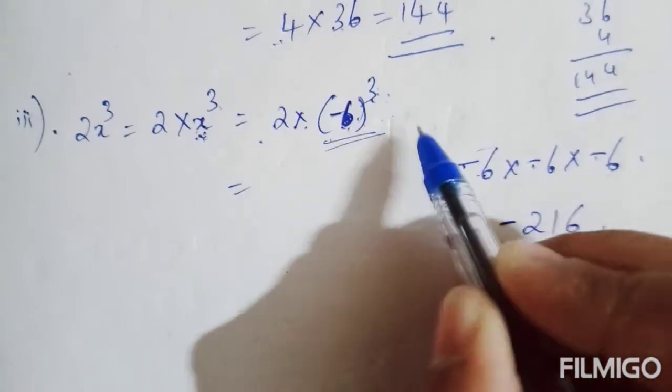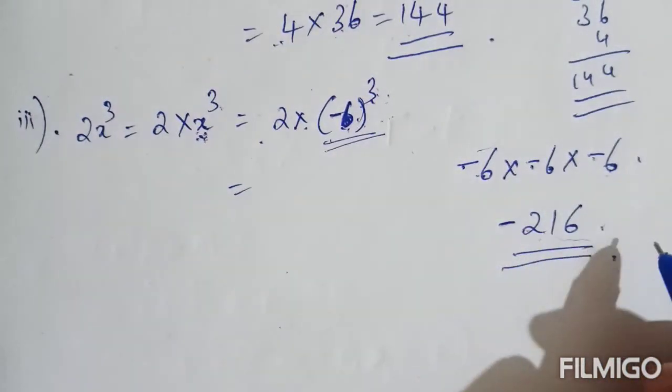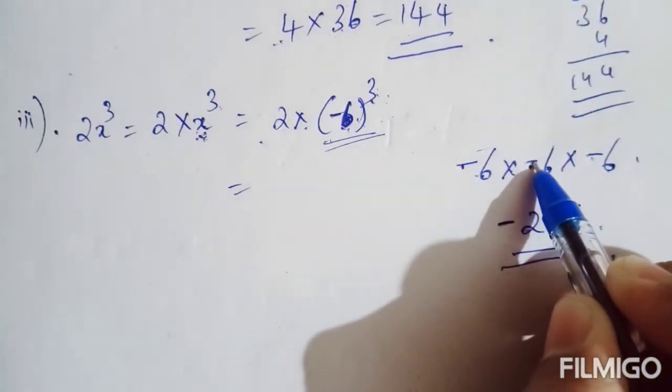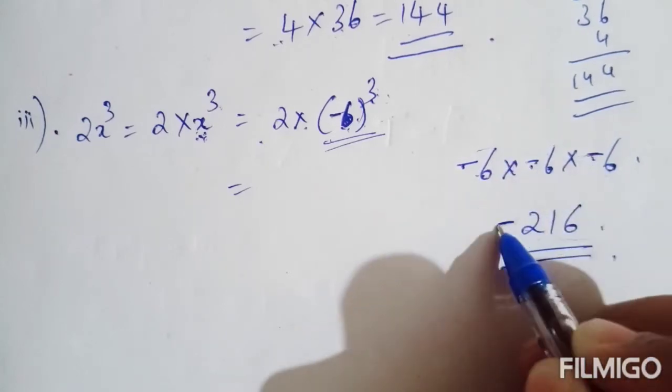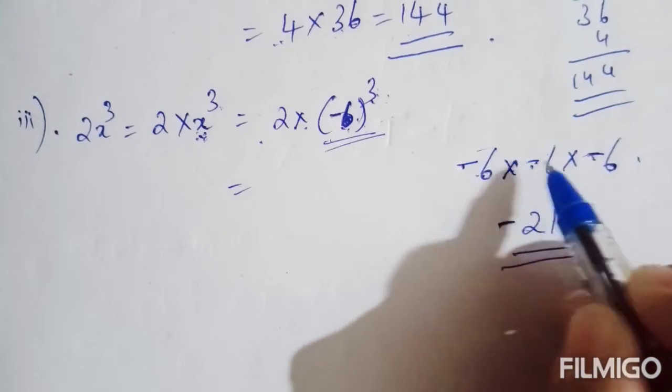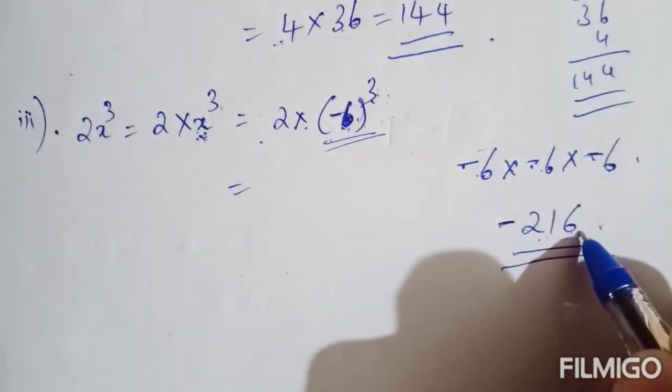Minus 6 whole cube in the answer എന്ന് പറയുന്നത് minus 216 ആയിരിക്കും. Negative into negative, I mean positive. Positive into negative it is negative. 6 into 6 into 6 it is 216.